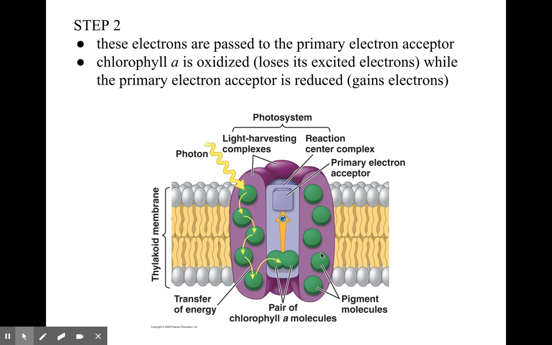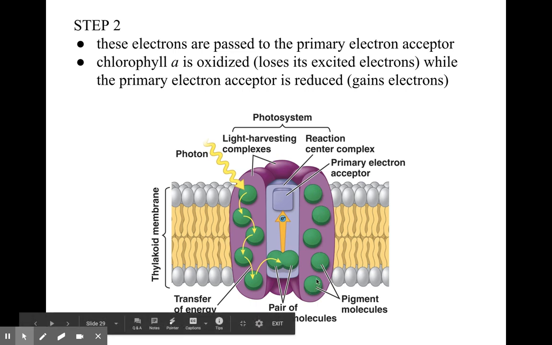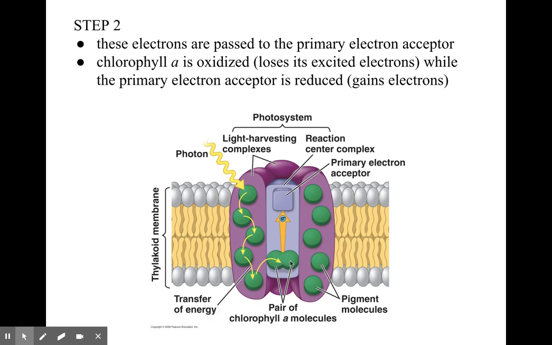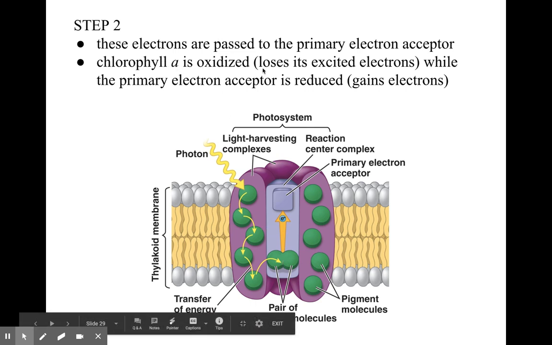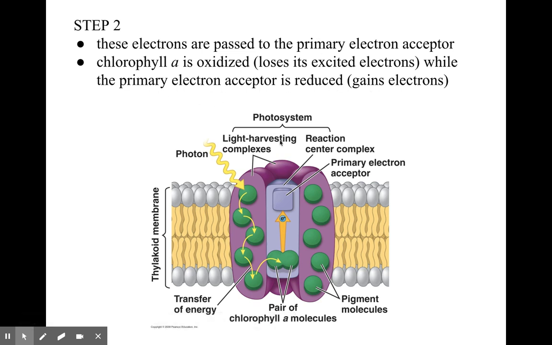Now, notice this side never shows anything, but note that this side does the exact same thing. The light is going to hit the top one, it's going to excite all the way down, and an electron is going to go up. So the two chlorophyll A molecules are going to lose two electrons to the primary electron acceptor. Okay? So the chlorophyll A is being oxidized because it's losing electrons. The primary electron acceptor is being reduced because it's gaining electrons.